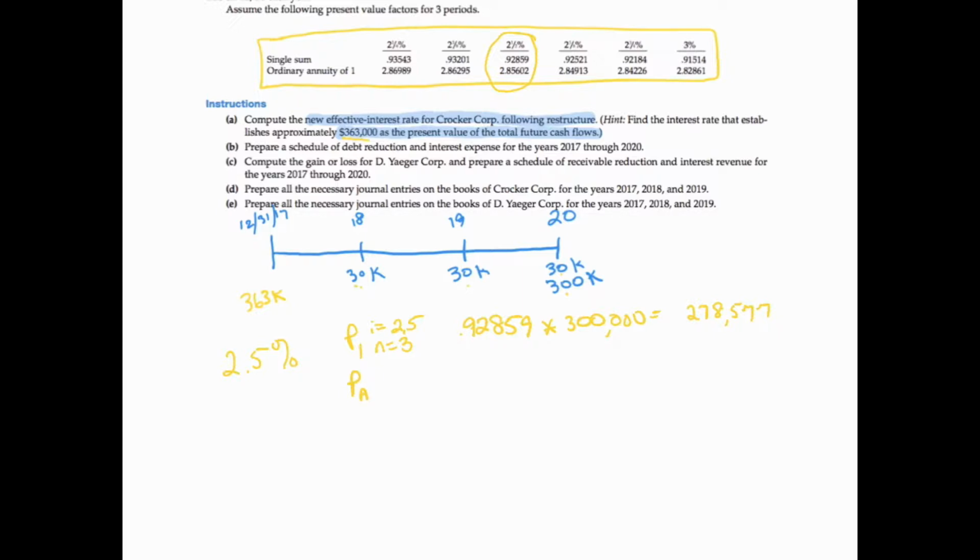Now, to deal with the 30,000 payments, that's how I do the notation: P sub 1 is one future amount, and P sub A is the annuity, three equal payments of 30,000, where i is equal to 2.5 and n is equal to 3. That factor is 2.85602, times 30,000, and when I do that, I come up with 85,681, for a total value of 364,258.